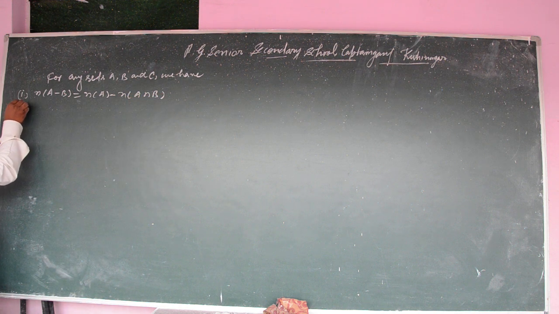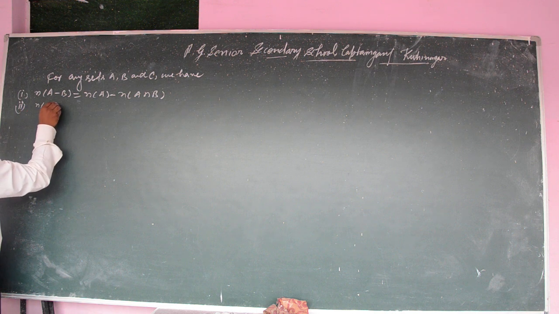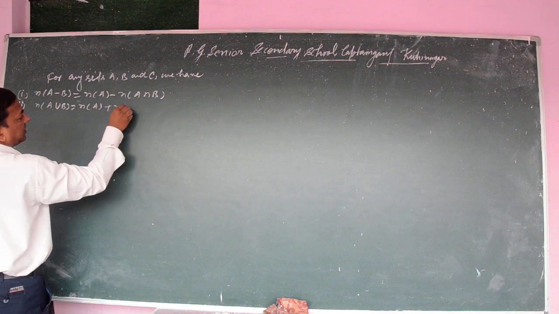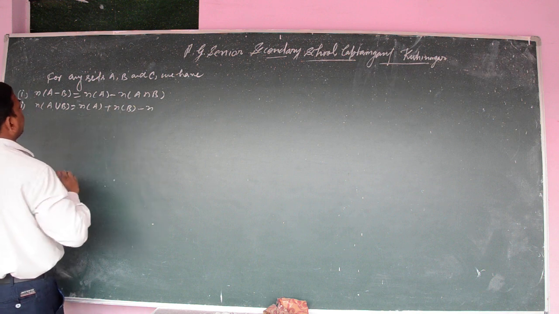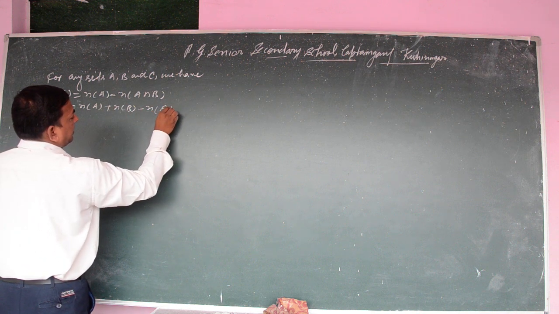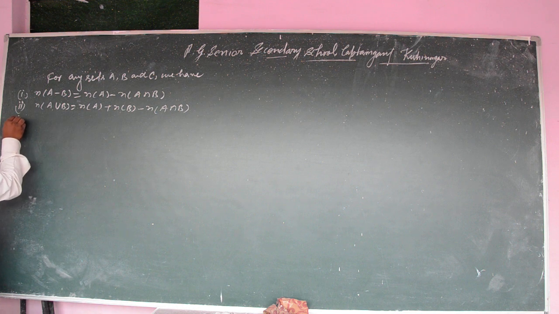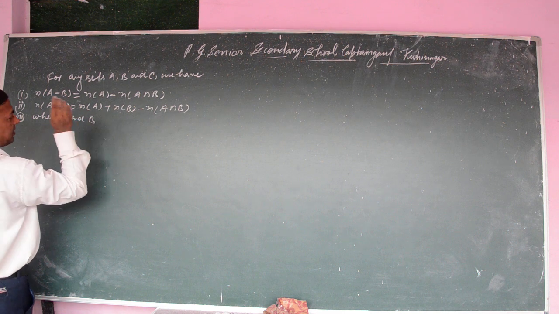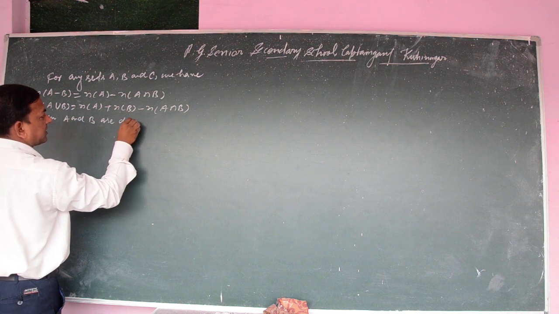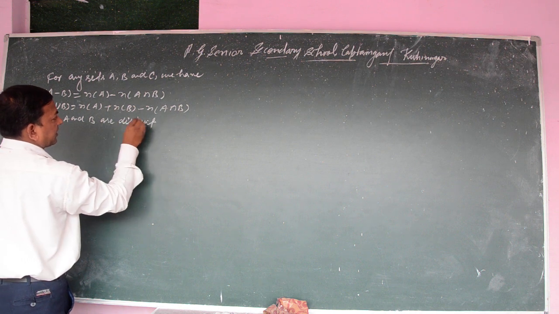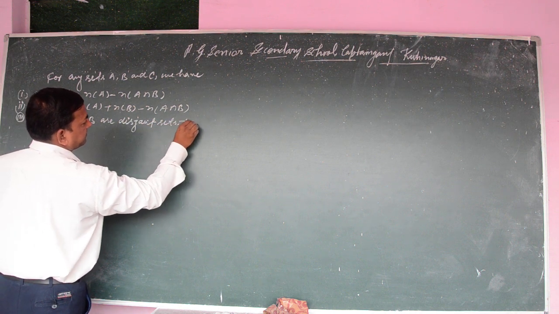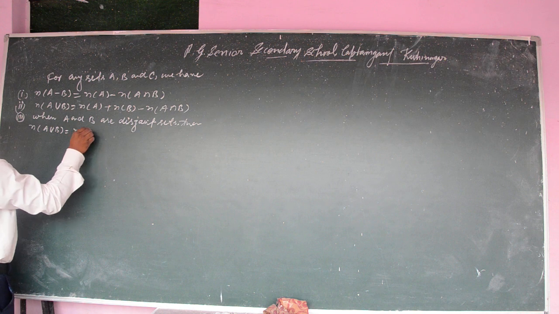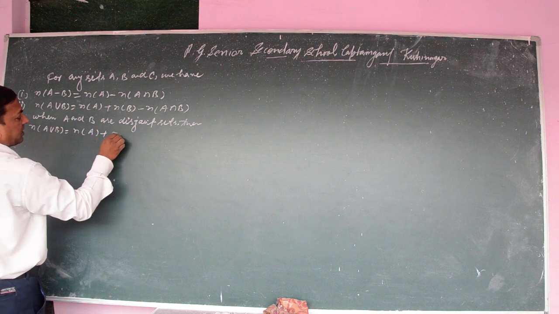Second, cardinal number of A union B equals cardinal number of A plus cardinal number of B minus cardinal number of A intersection B. Third, when A and B are disjoint sets, then cardinal number of A union B equals cardinal number of A plus cardinal number of B.